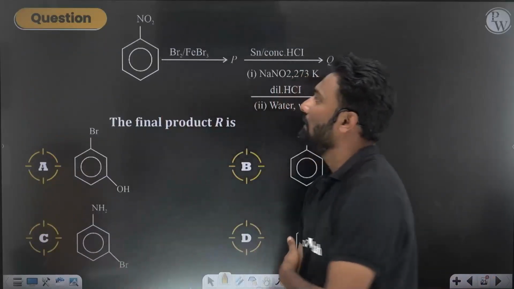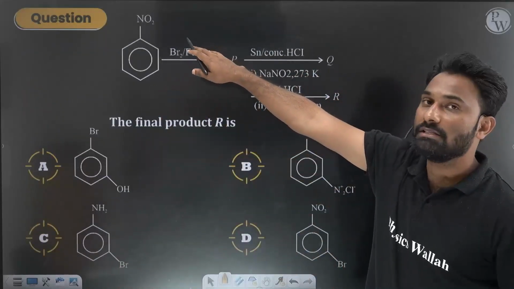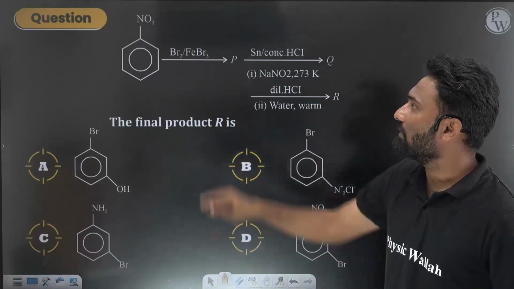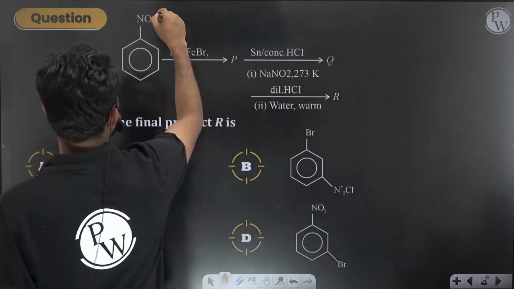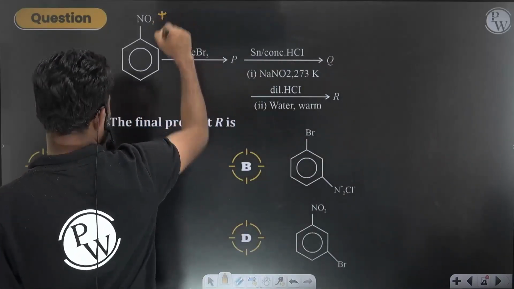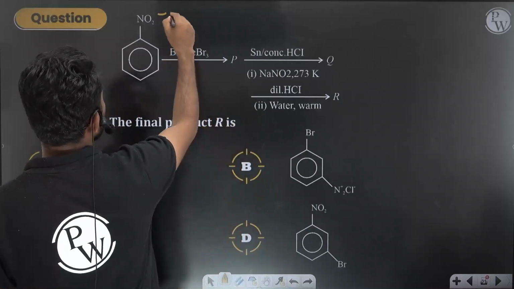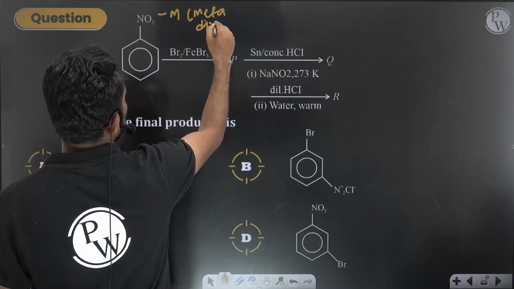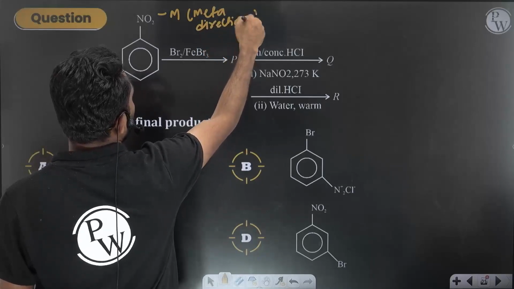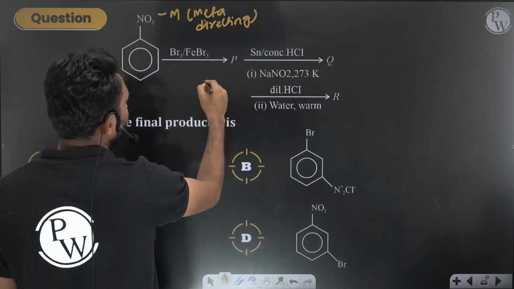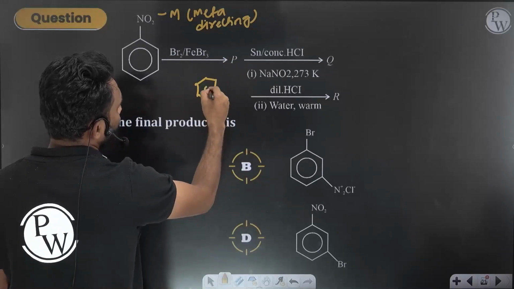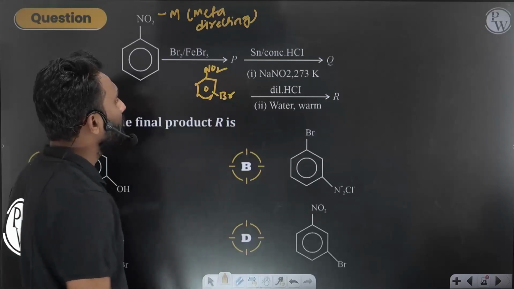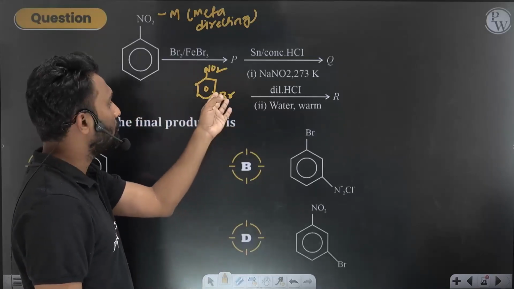Next. Now here is nitrobenzene in the presence of Br2, bromination. Nitro is a minus I group, minus M group. This is a meta directing group, so the product will be meta bromo nitrobenzene.